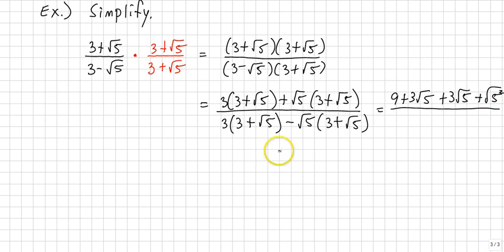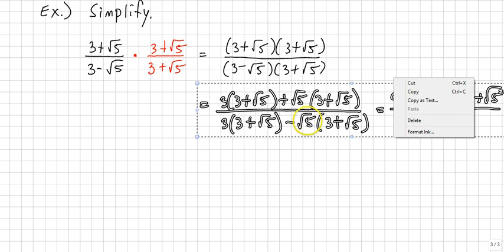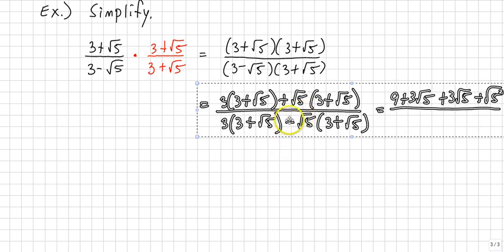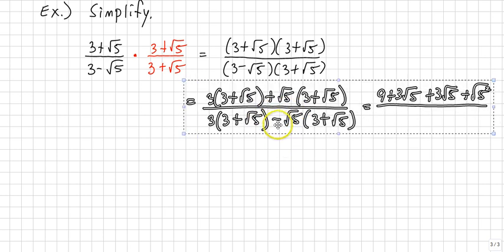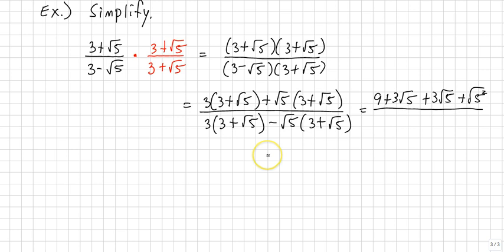And then in the denominator, give myself a little bit more room there. In the denominator, we're going to have 9, and then we're going to have plus 3 square root of 5, and then we'll have a negative 3 square root 5, and then a negative times a positive would be a negative square root 5 squared.